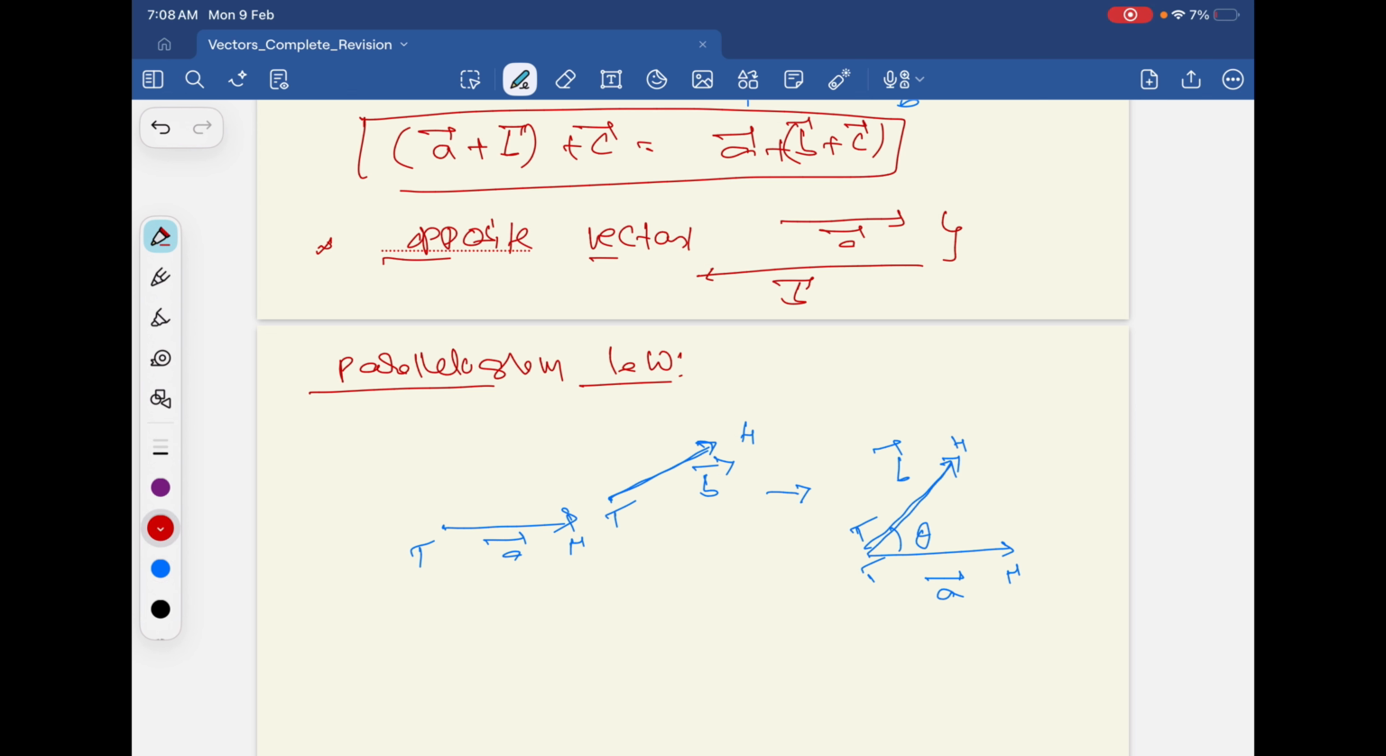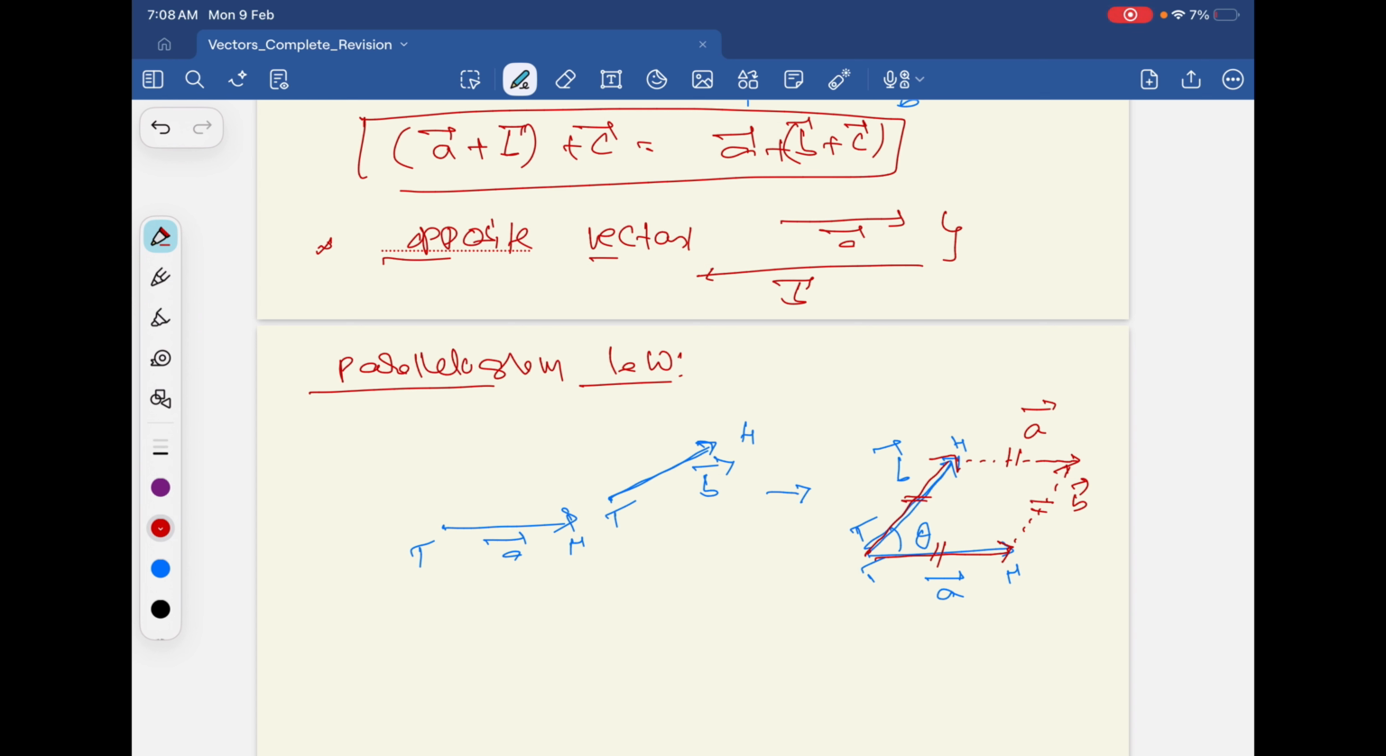Now how do you form a parallelogram? You know the property of a parallelogram: opposite sides are equal and parallel. So for this A bar you draw an opposite vector A bar like this, and for B also you draw the opposite vector B bar like this. Now you have formed a parallelogram. Opposite vectors are equal and parallel, so this is also B bar and this is also A bar.